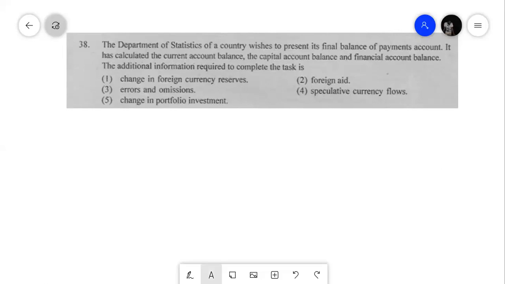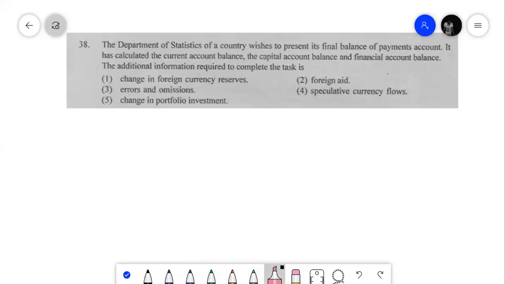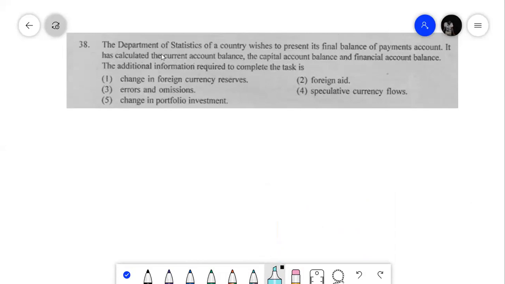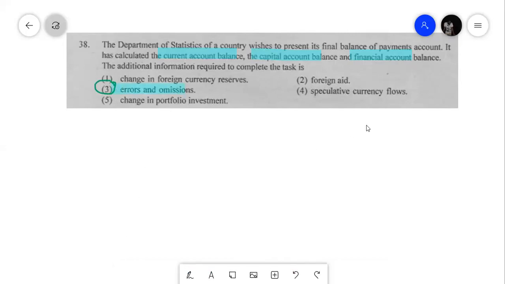Remember, in these transactions, there are always errors and omissions. So to get your final proper balance, simply calculating your current, capital and financial accounts is not enough, because it's not easy to track all the foreign transactions, the money going out and coming in for an entire country. So every single year there are errors, omissions, and all of that. So to get the proper balance, you also have to take into consideration the errors and omissions. So that becomes your answer. Okay, 38. That's a purely theoretical question.